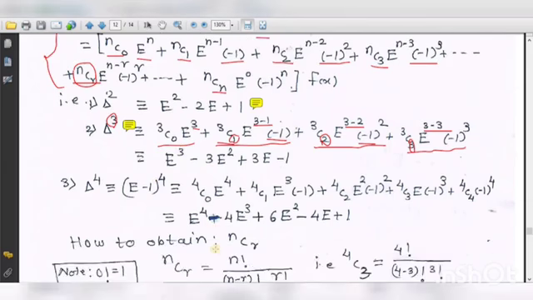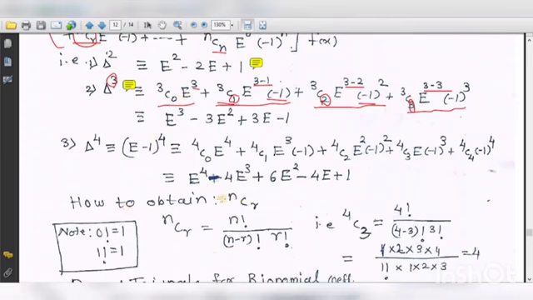Here I will tell you the formula for this. The formula for NCR is n factorial upon (n minus r) factorial into r factorial. The factorial notation we have seen in Newton's forward interpolation formula, if you remember it. What is n factorial? n factorial is nothing but the product of the first n terms, right?